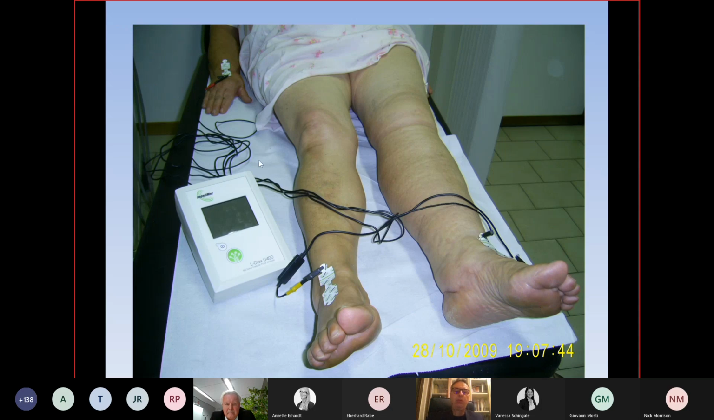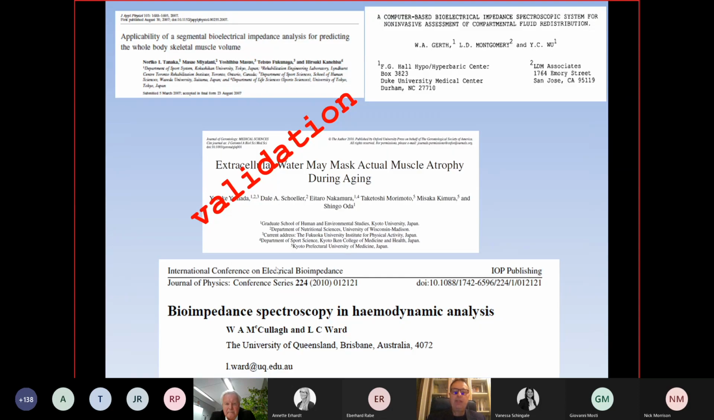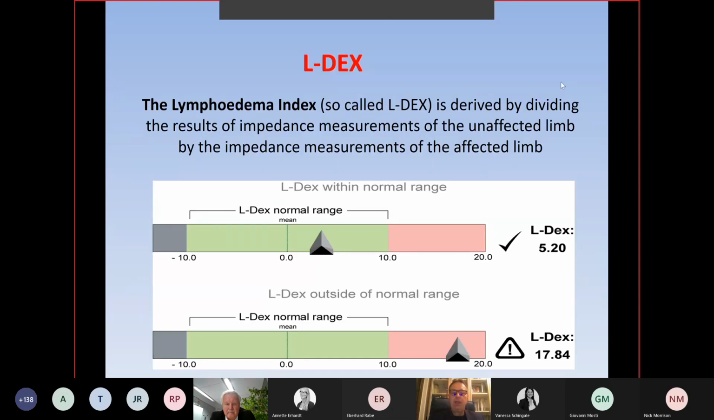This is one of the possible devices you can use, this one, the U400 LDEX, we use from the Australian company. It has been validated through a series of very good level articles. And the very beginning of this technology focused on the possibility to investigate the lymphedema index, the L-Dex, which means that you can divide the impedance of the affected limb, for example, over the unaffected limb. So through this index, you may understand if there is any difference between the two limbs in terms of impedance.